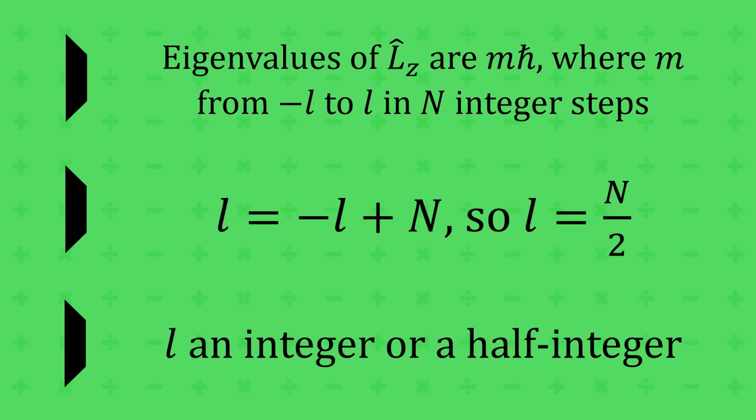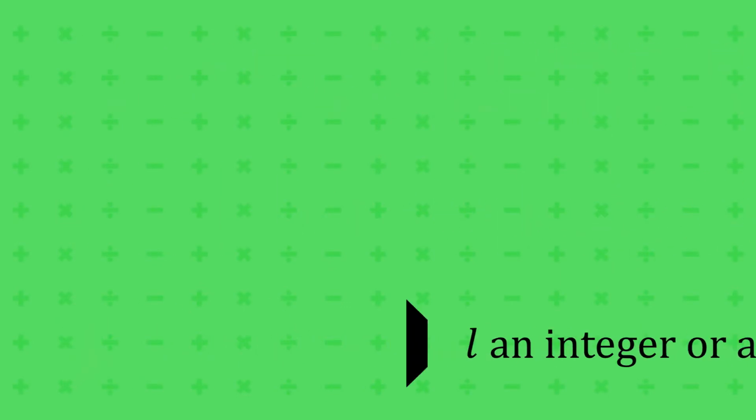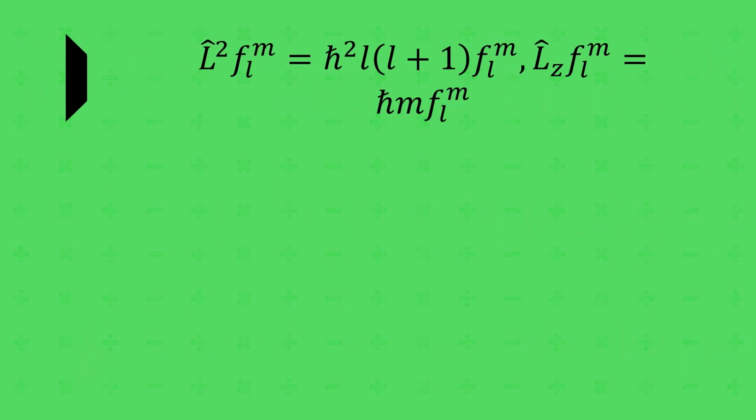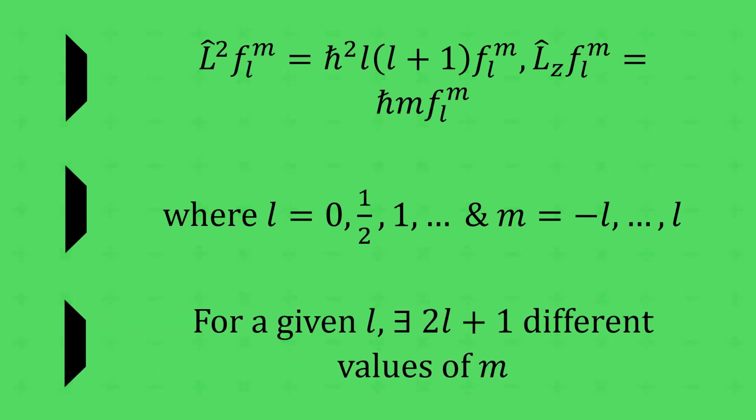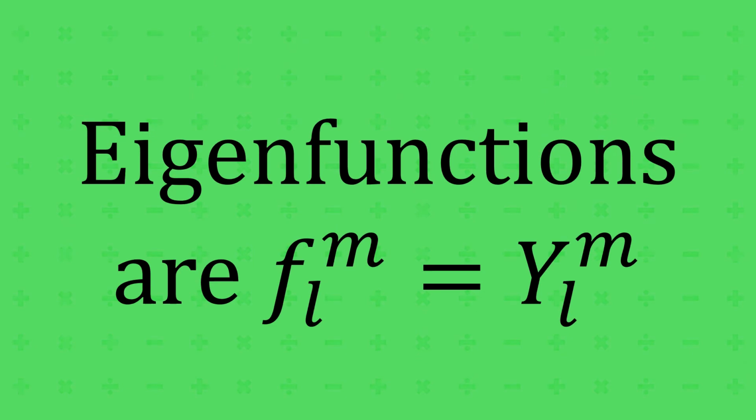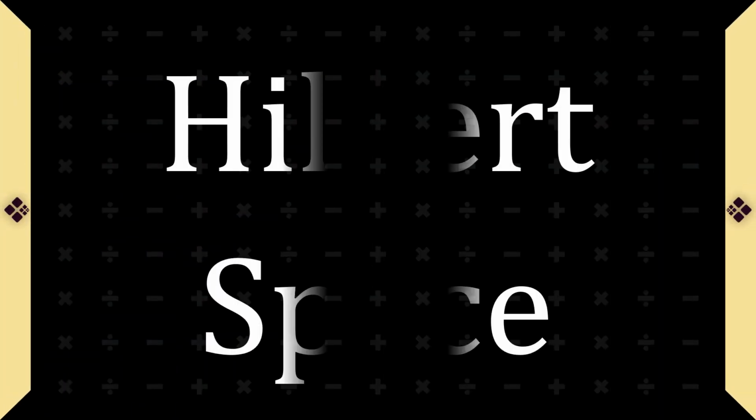So the eigenvalues of L hat z are m h bar, where m goes from minus L to L in N integer steps. Thus L is equal to minus L plus N, and hence L is equal to N over 2, i.e. L is an integer or a half integer, where L and m are given by these ranges here. For a given L, there are 2L plus 1 different values of m. It turns out that the eigenfunctions are the spherical harmonics.